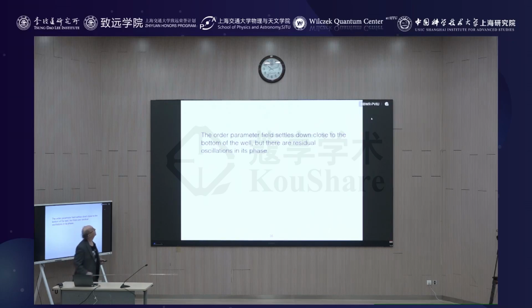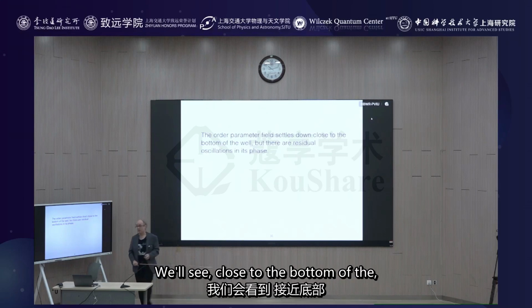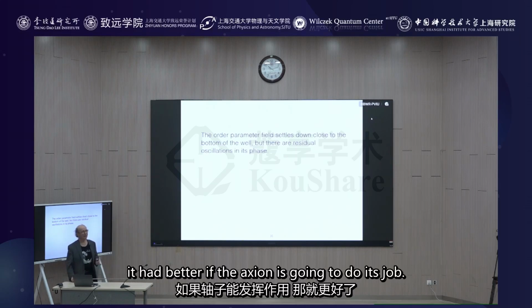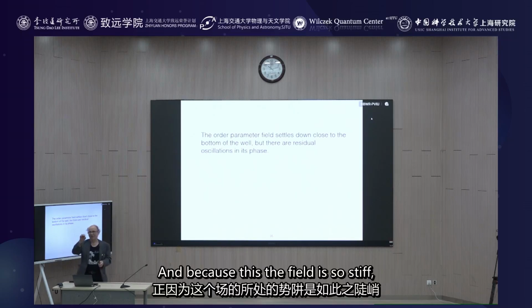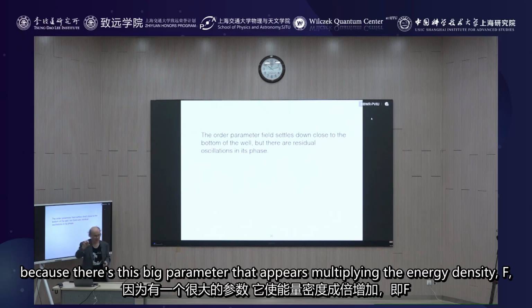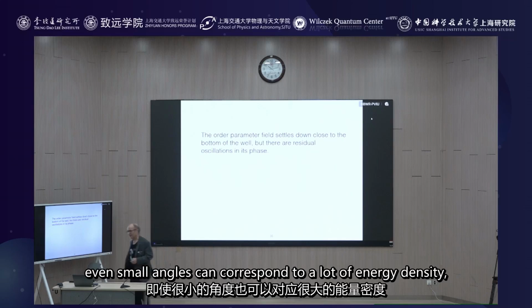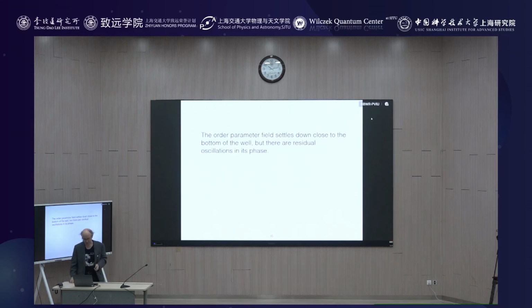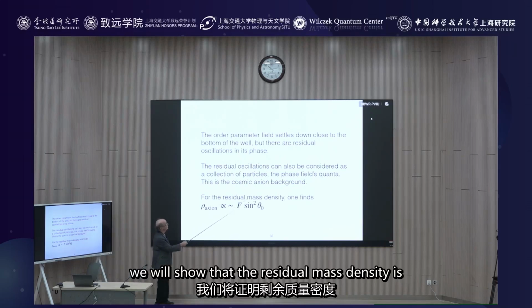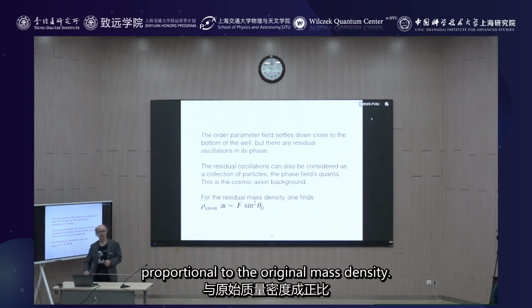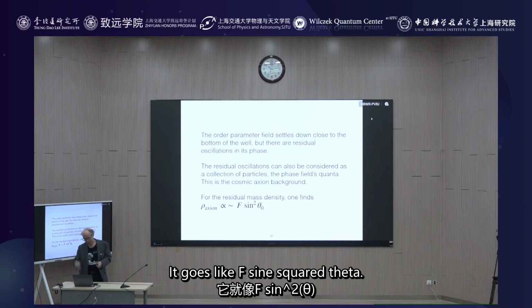Okay, so the order parameter field will settle, we'll see, close to the bottom of the well. Hit it better if the axion is going to do its job. But there are residual oscillations in its phase. And because the field is so stiff, because there's this big parameter F that appears multiplying the energy density, even small angles can correspond to a lot of energy density as far as cosmology is concerned. And that's what the axion background is. Now, we will show that the residual mass density is proportional to the original mass density. It goes like F sine squared theta.